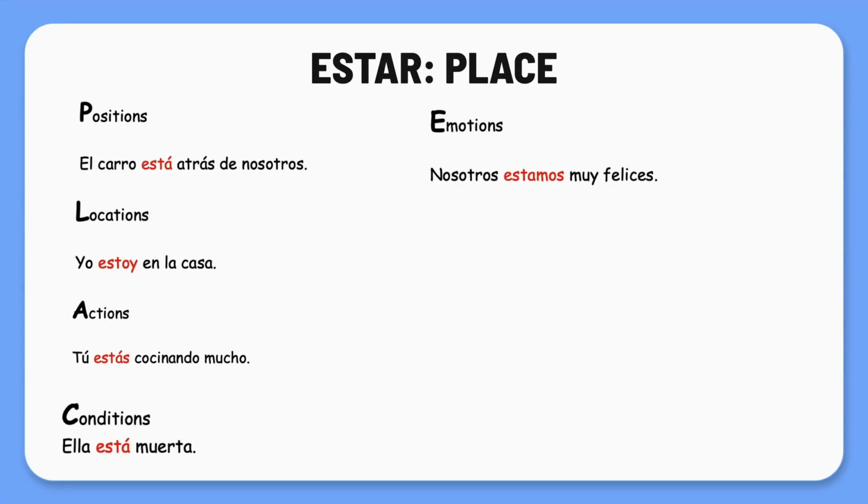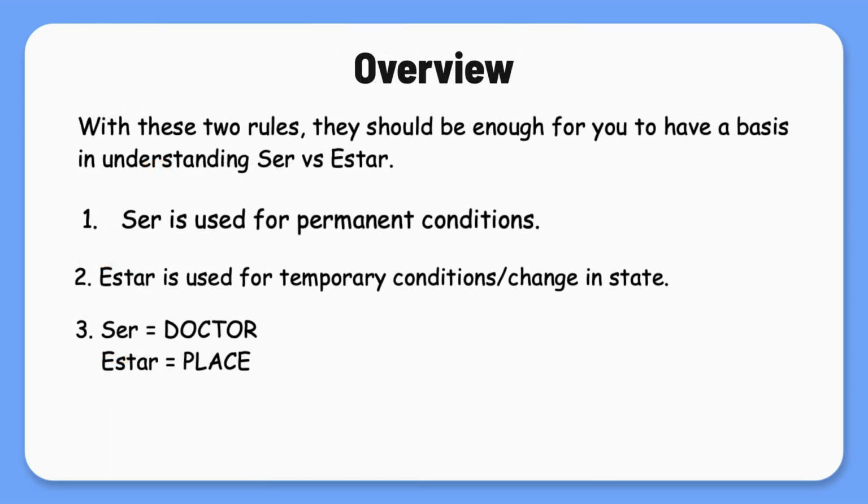El carro está atrás de nosotros. The car is behind us. Location, that's changeable, that's temporary. Locations: yo estoy en la casa, right? I'm in the house, that's temporary. Tú estás cocinando mucho. Actions, that is temporary. You are cooking a lot, that is temporary. Ella está muerta, it's a condition, she is dead, it is a condition. And emotions: nosotros estamos muy felices. We are very happy, that's a condition. So this is how we use the verb ser versus estar.